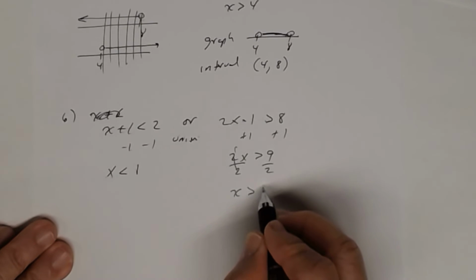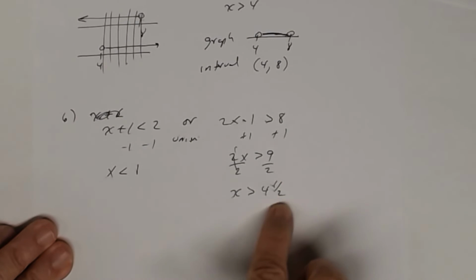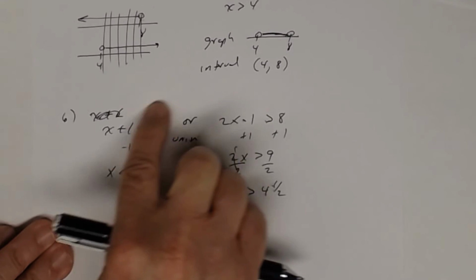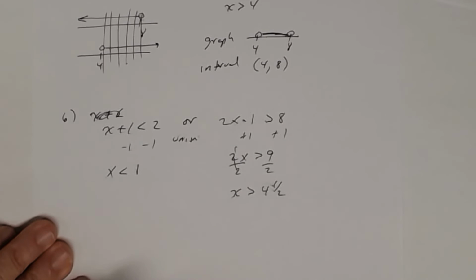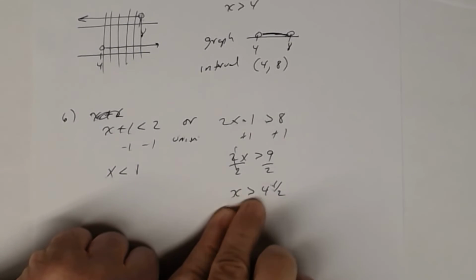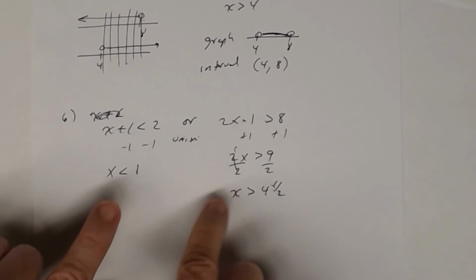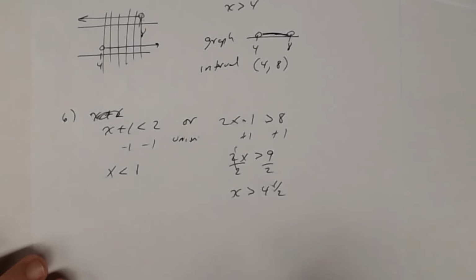I get x is greater than 4.5. So any real number greater than 4.5 is a solution to this compound inequality as well. So these are your solutions: any real number less than 4 and any real number greater than 4.5. But sometimes these will overlap, so you need to look at each one individually.